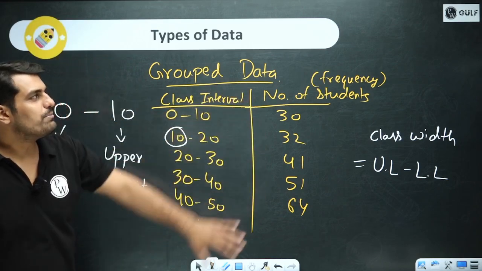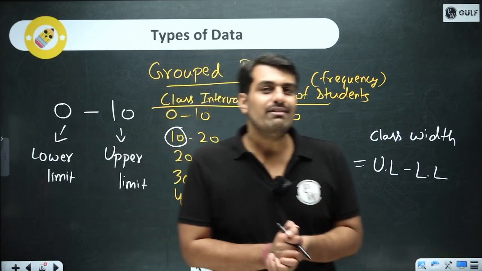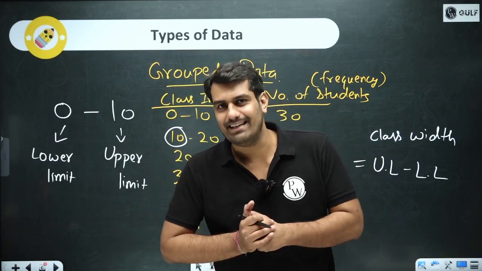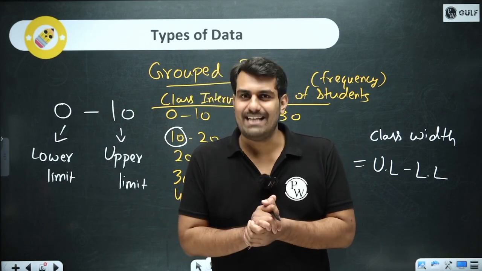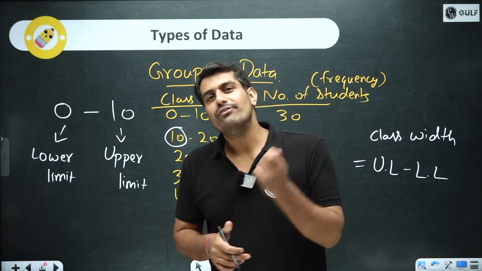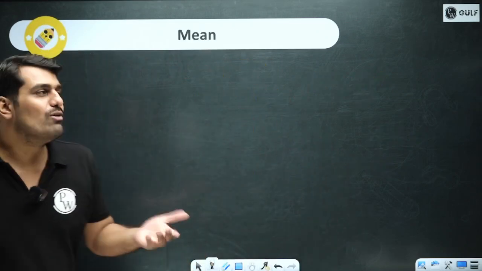So this was about the representation of basic data, and this is what is different from the previous grade. In the previous grade you didn't deal with grouped data. You only dealt with raw or discrete data. So when the type of data changes, the method to calculate also changes. So the first thing we are going to discuss today is the mean part. Let's understand how it is going to be different.